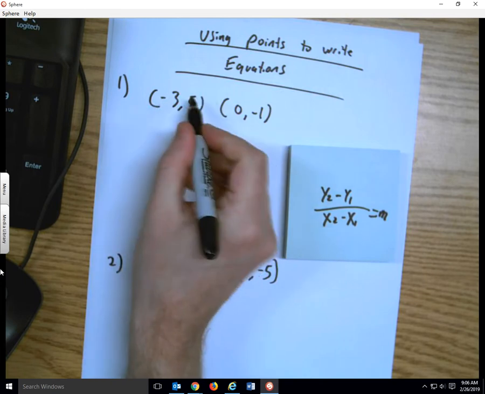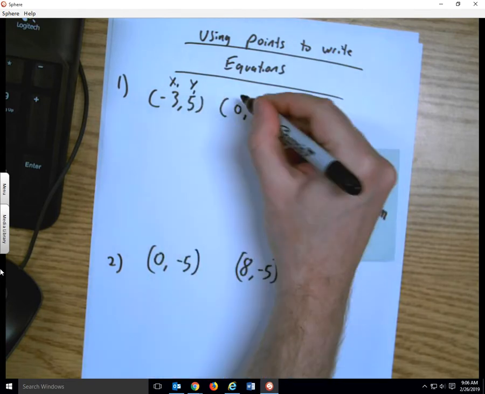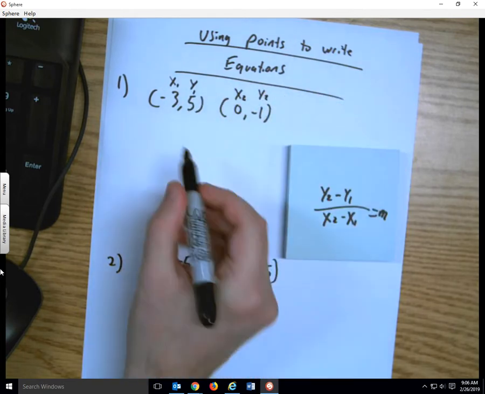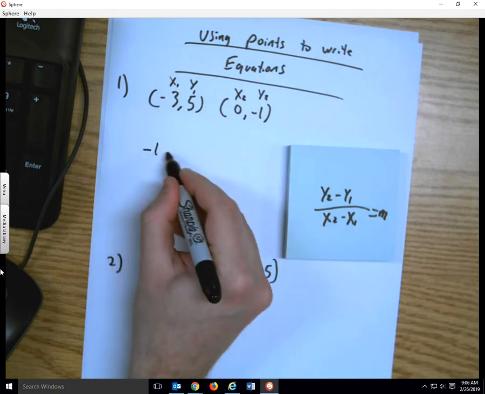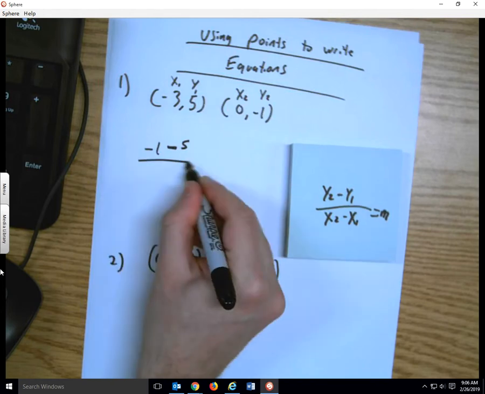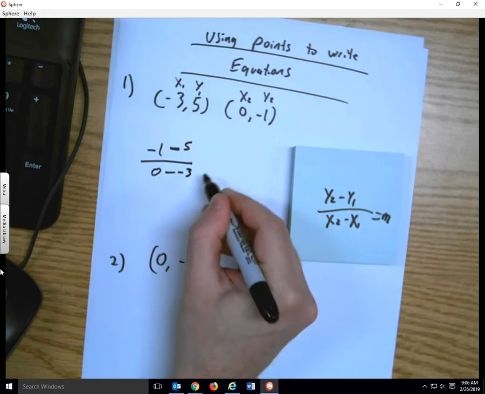y2, which one of these will we make y2 this time? Let's just, here, we'll make this be x1, y1, x2, y2. We'll work it out. y2 minus, don't forget the minus sign, y1 over x2 minus x1 equals.